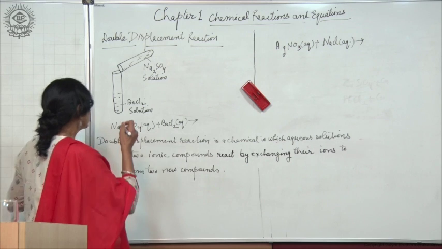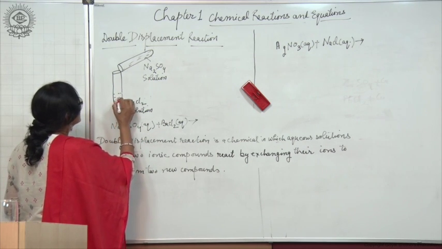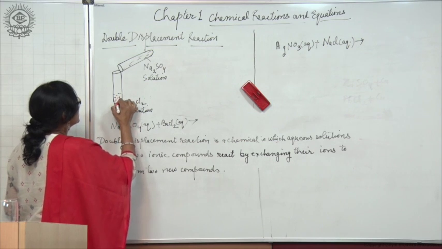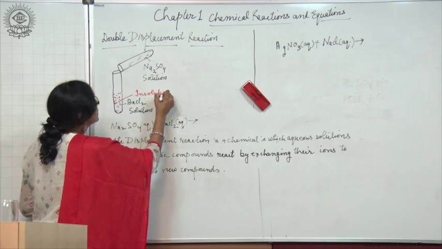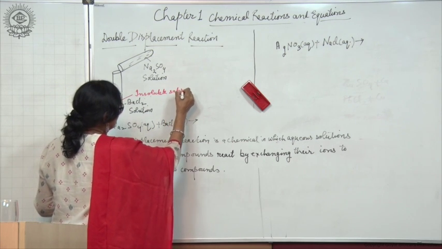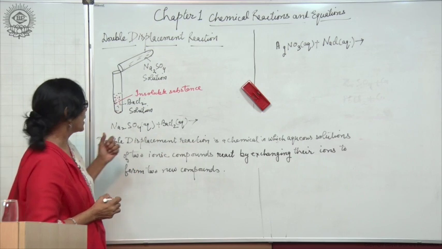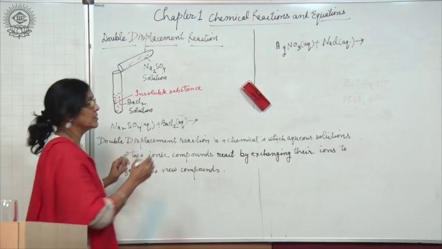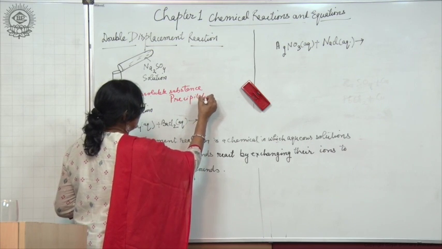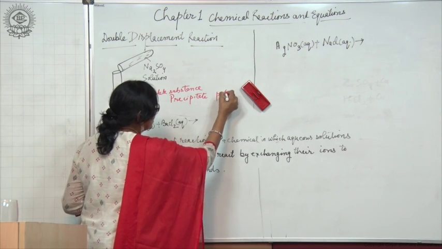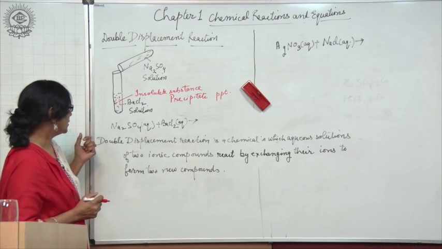It is found that on mixing the two solutions, an insoluble substance is formed. A chemical reaction has occurred. This insoluble substance formed is called precipitate. In short, we can write it as PPT. Some chemical reaction has occurred.